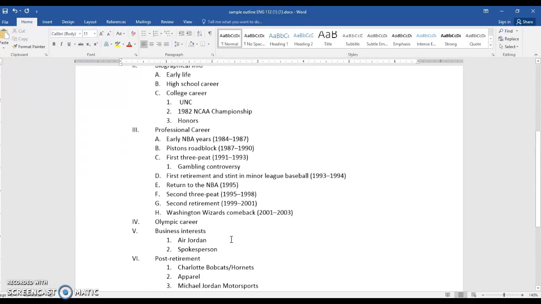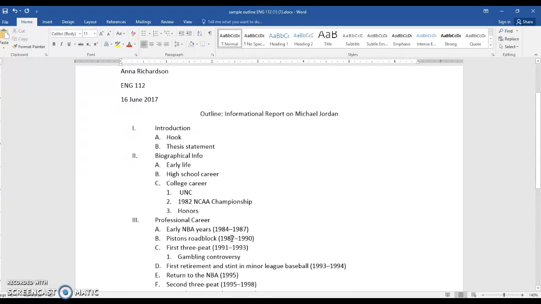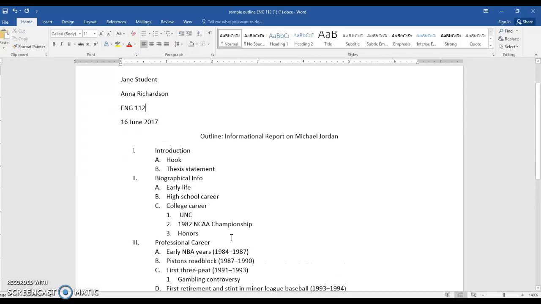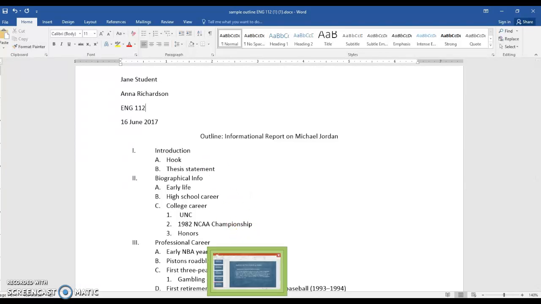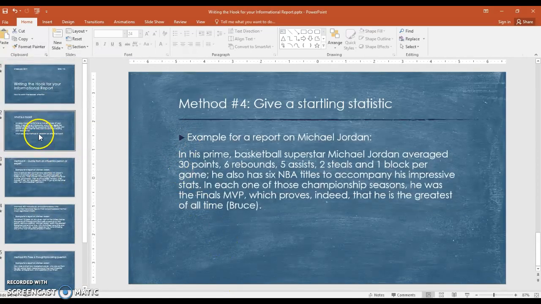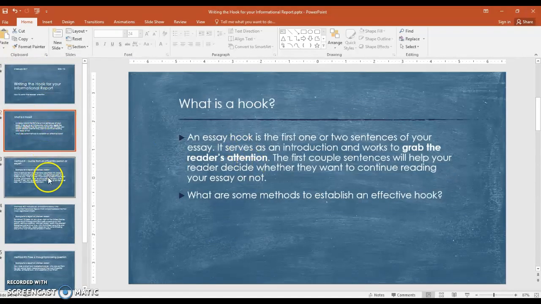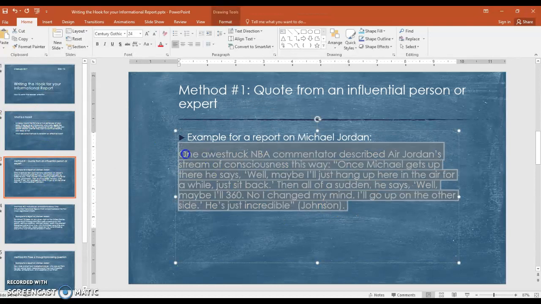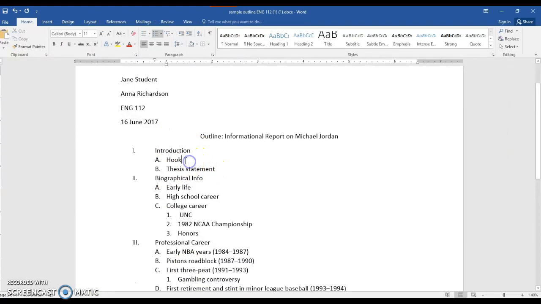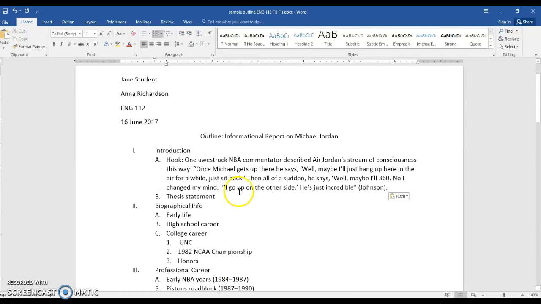Okay, so your assignment is to produce an outline like mine, not necessarily chronological, but an outline, otherwise known as a plan for your paper. When you do your hook, I actually want you to insert your hook in your paper. Okay, so let's say that I'm going to use this one. When I look at your outline, I actually want that in there like this. I also want the thesis statement typed here.